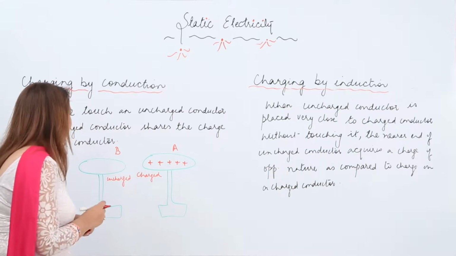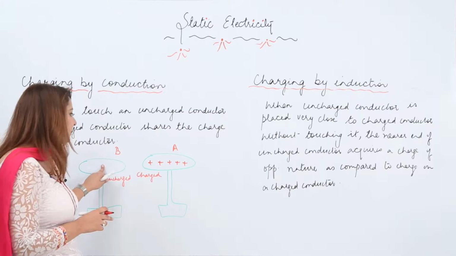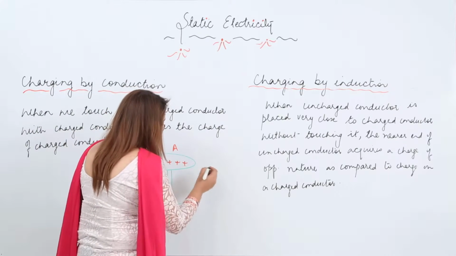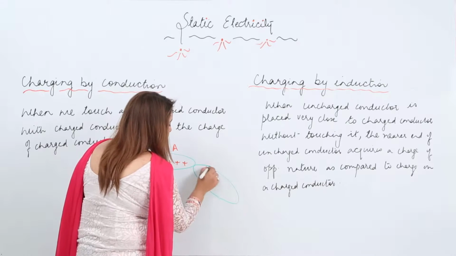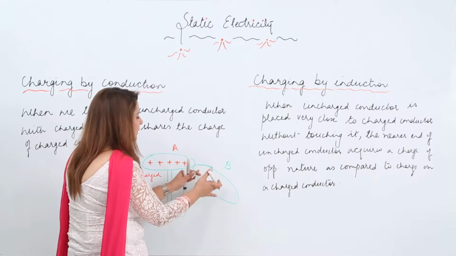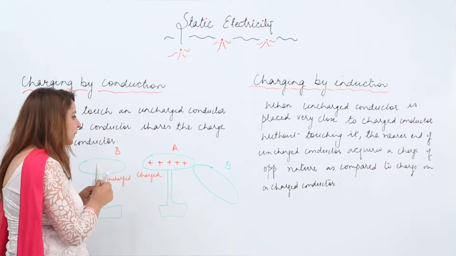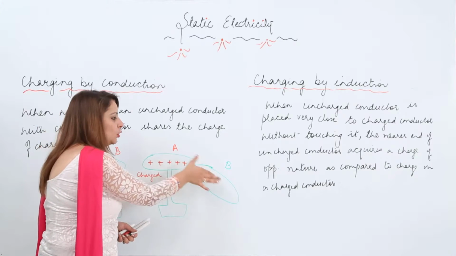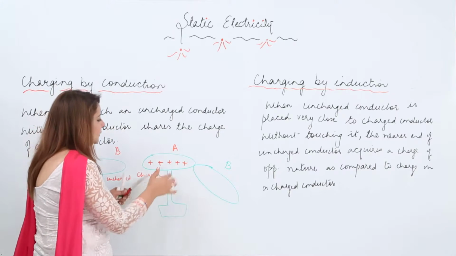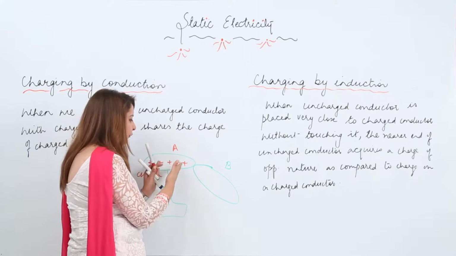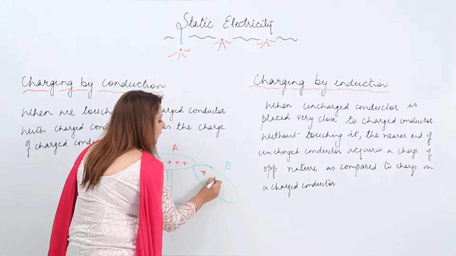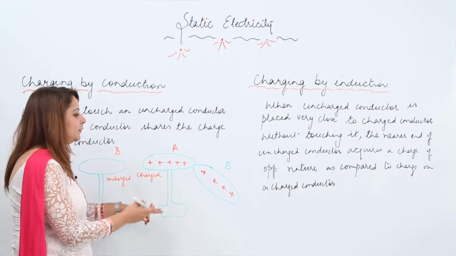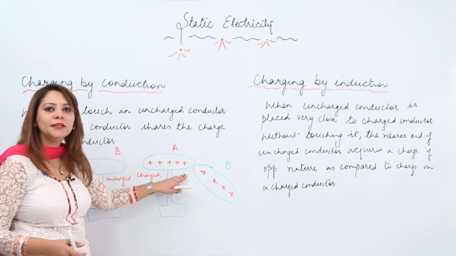Now what I do is bring this uncharged body B towards the charged body A, and I'm touching it. So this body B that is uncharged is touched with body A. Now what happened when the uncharged body is touched with the charged body? Charge from A flows into B. It has a positive charge, so obviously positive charge will flow from A to B. As a result, B will also acquire a positive charge.